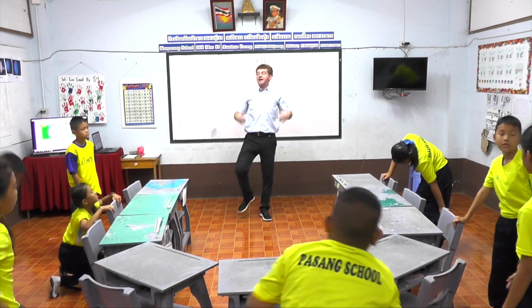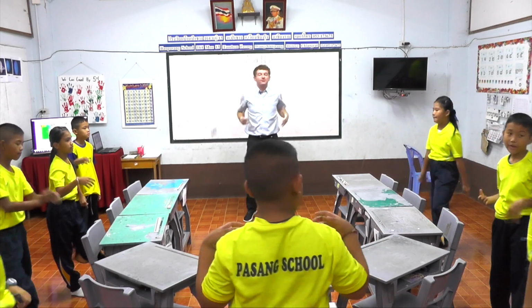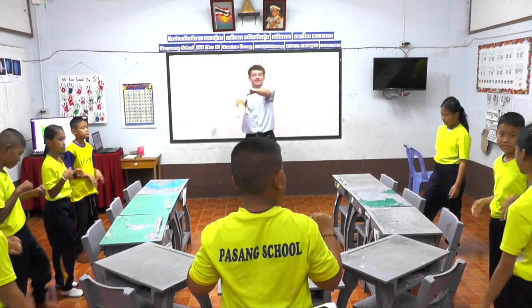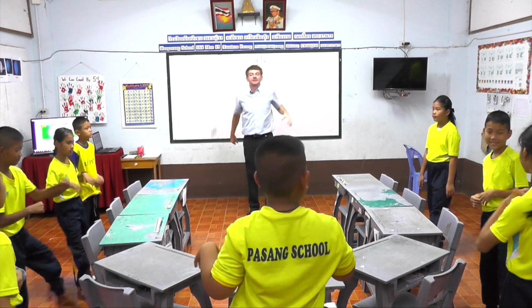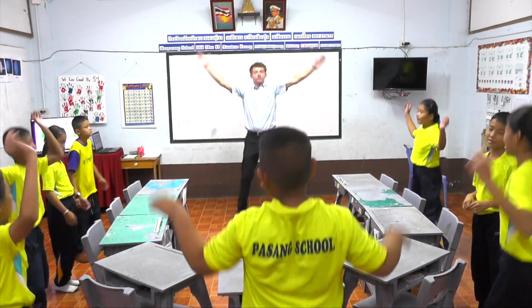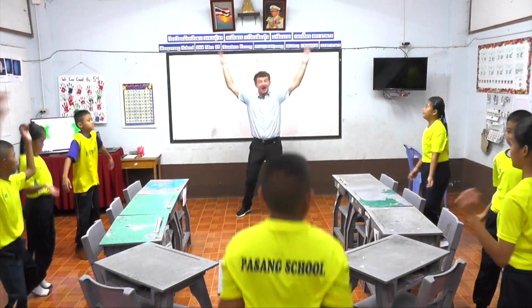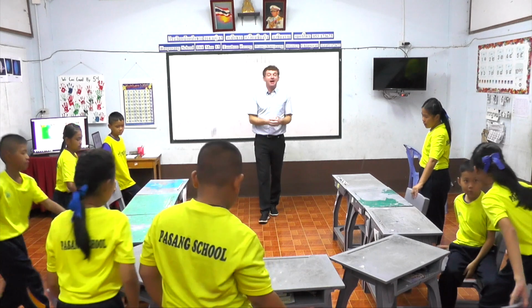Excellent, guys. And now, let's shake it out. Arms and legs. Shake it out. And to finish, we will do 5 star jumps. 1, 2, 3, 4, 5. Brilliant, guys. Have a seat.